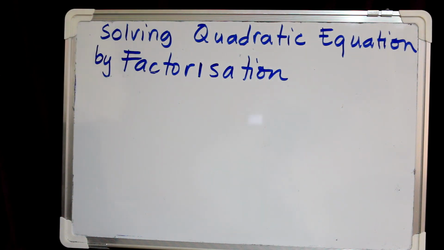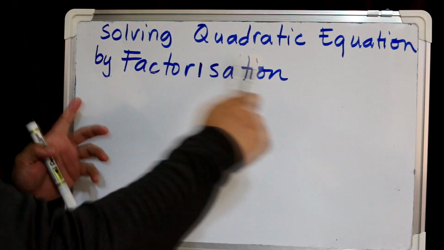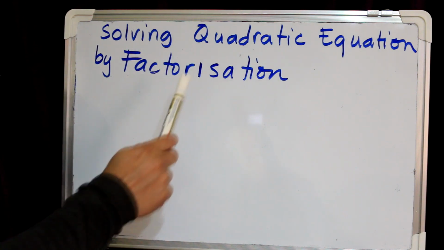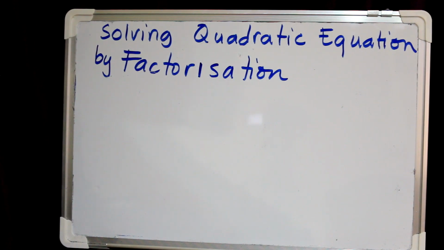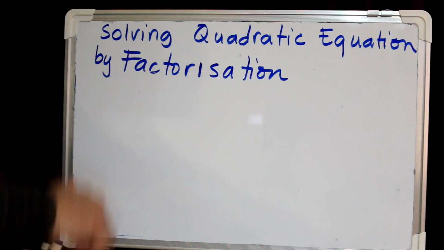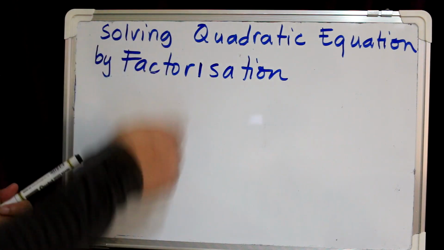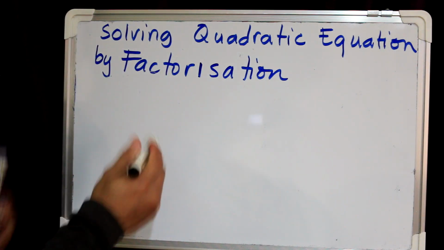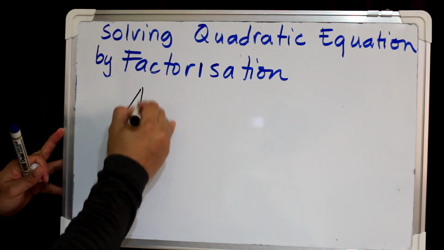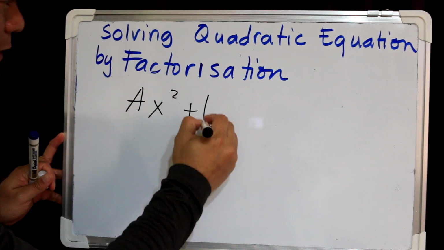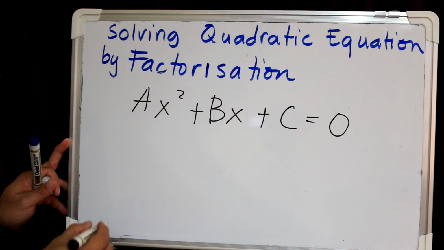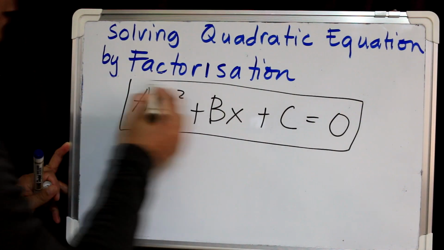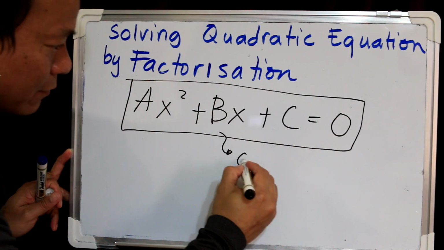Okay, let's start up. When we say quadratic equation, it's an equation for quadratic, of course. Quad refers to 4, so it's an equation with an x squared, alright? The general formula of a quadratic equation is ax squared plus bx plus c equal to 0, right? So this is the general form.